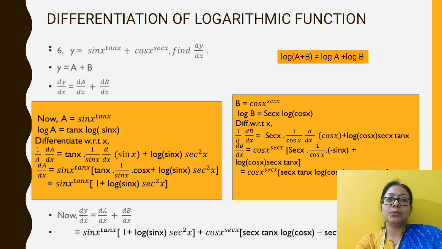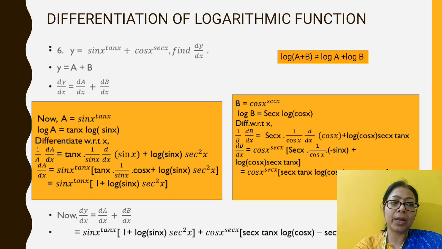y is equal to sin x to the power tan x plus cos x to the power sec x. We have to find out dy dx. See, if we take log on both the sides, left hand side log y, right hand side log of what is given, that is like log of a plus b. But see, in this yellow box I have written log of a plus b is not equal to log a plus log b. We cannot write that. So we cannot use direct log. We have to consider separately now.